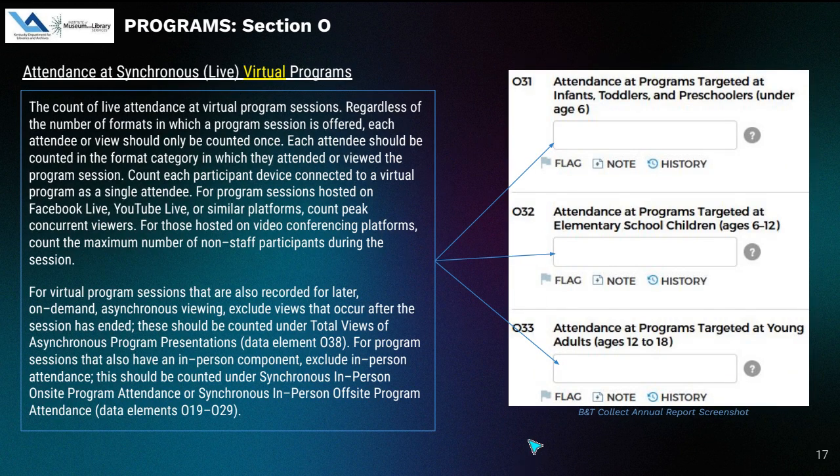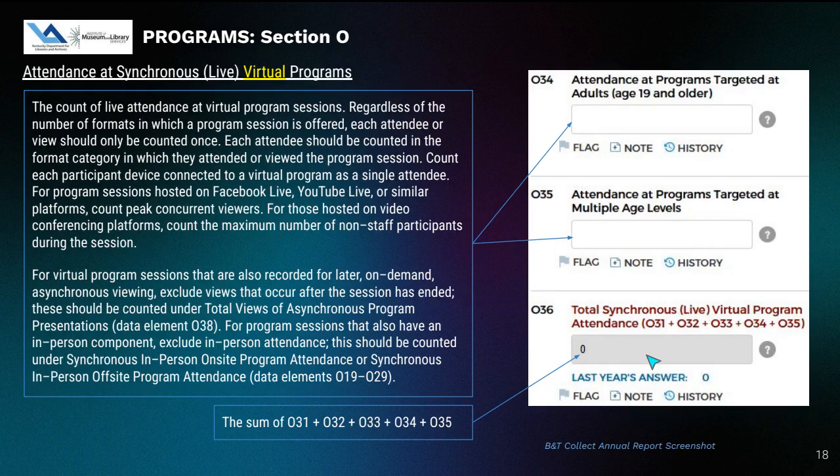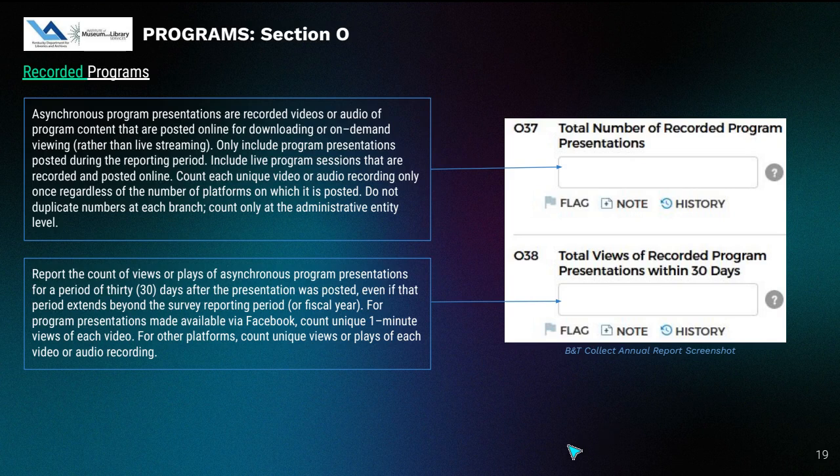And virtual programs. Here we go. Same on virtual programs. You do not want to count it in both virtual and if they're streaming in on one of the live programs. It's one or the other. So we don't want to duplicate those attendees. Same age categories. And it should total up in O36. It should be a total of 31, 32, 33, 34, and 35. Okay, if not, flag it, note it. And then we go to recorded programs.